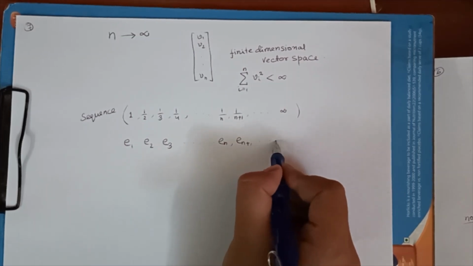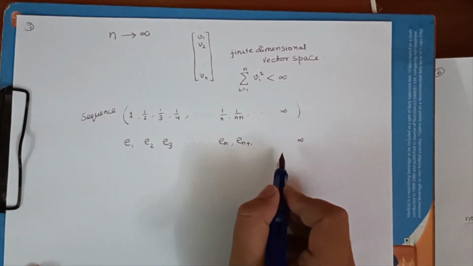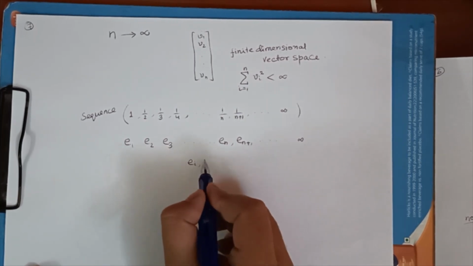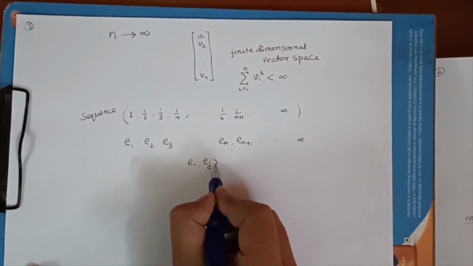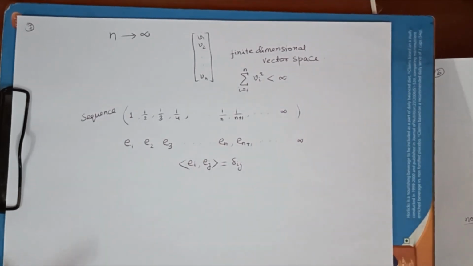It goes on to infinity. There is some e infinity or something like that. And they are orthonormal. So that means here also the inner product between e_i and e_j is your delta_ij, the Kronecker delta. That is equal to 1 if i is equal to j, and equal to 0 if i is not equal to j.